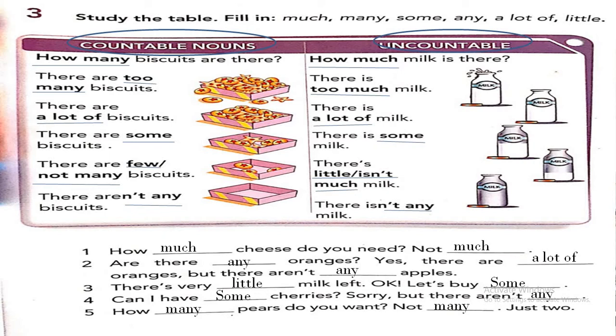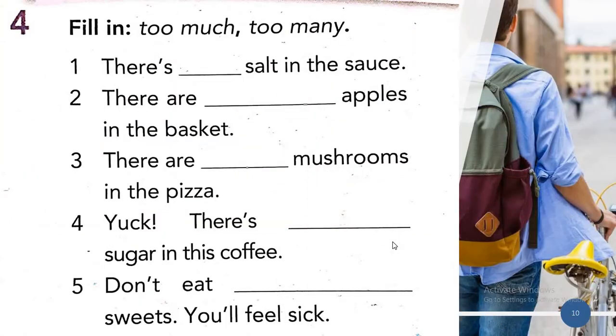Good, my dear students. Again, make sure you write the answers in your student's book. And now let's go to exercise 4. Fill in with too much and too many. Don't forget that we use many or too many with countable nouns and too much with what? With uncountable nouns. Again, pause the video and try to do the exercise before I give you the answer.